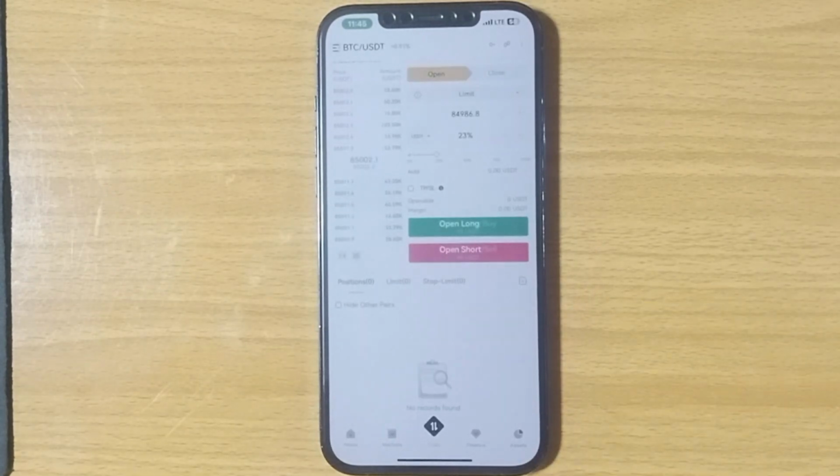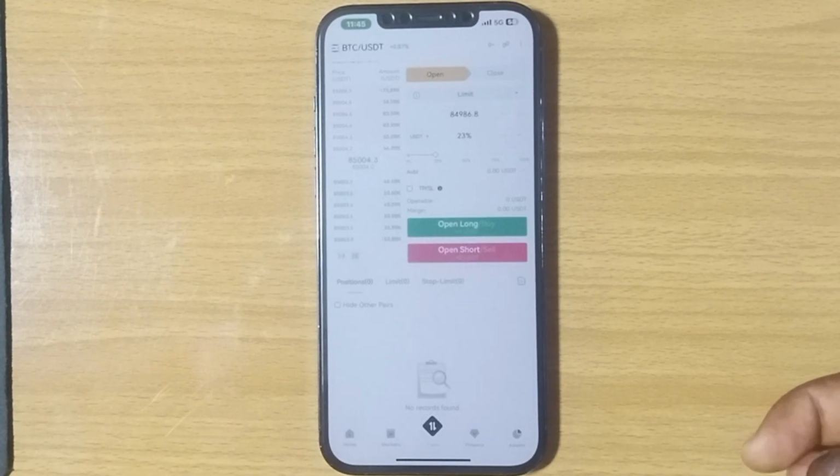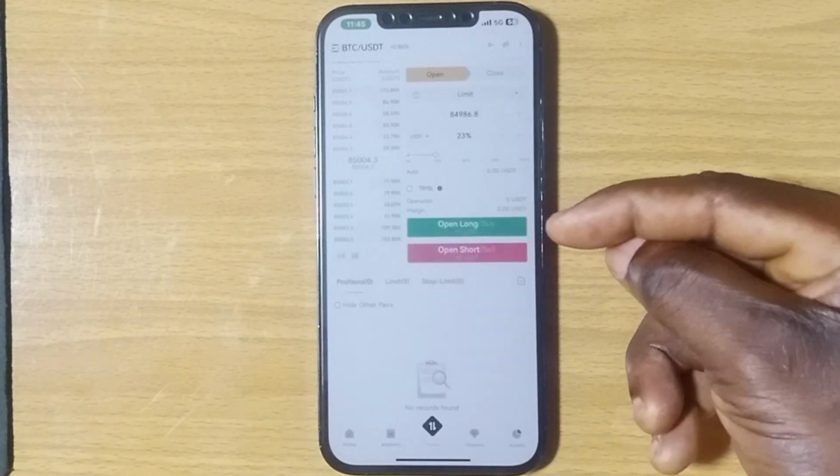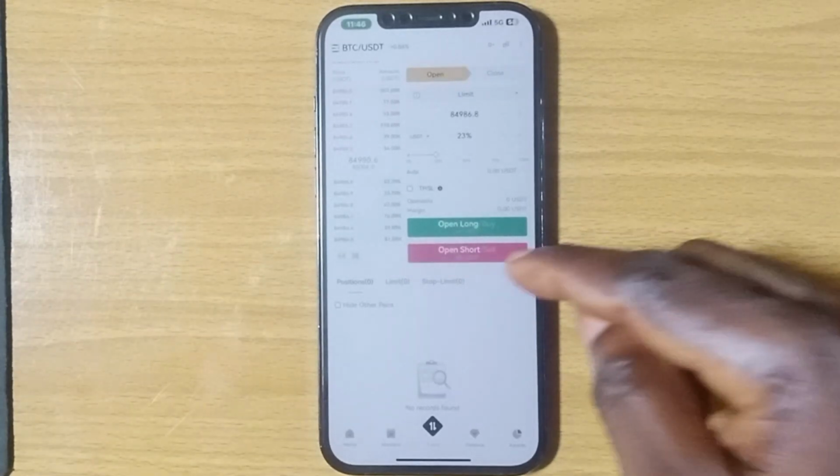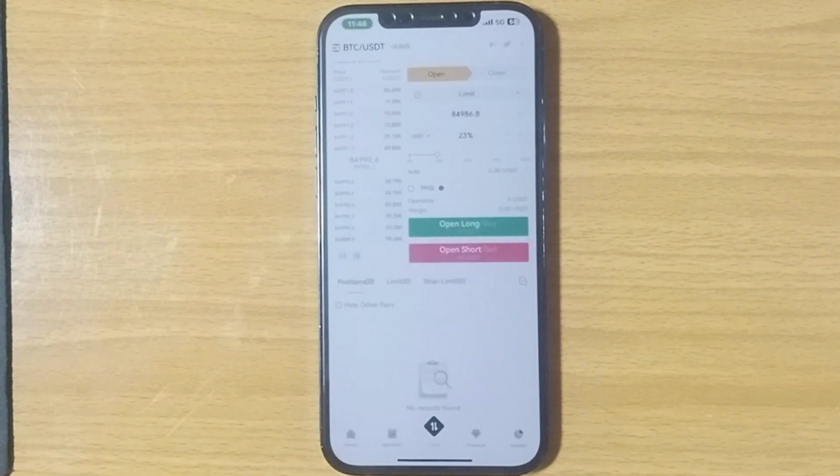Now, you may ask, what is open long and open short? Let me quickly explain. In the crypto world, when you say something is open long, it means the price of the token is going to increase. For example, if you predict that the price of BTC against USDT is going to increase from 85,000 to 87,000, 88,000, then you tap on open long, predicting that the price of BTC will increase. And if you think that the price of BTC will keep going down, you tap on open short. That is why it is indicated with red color.